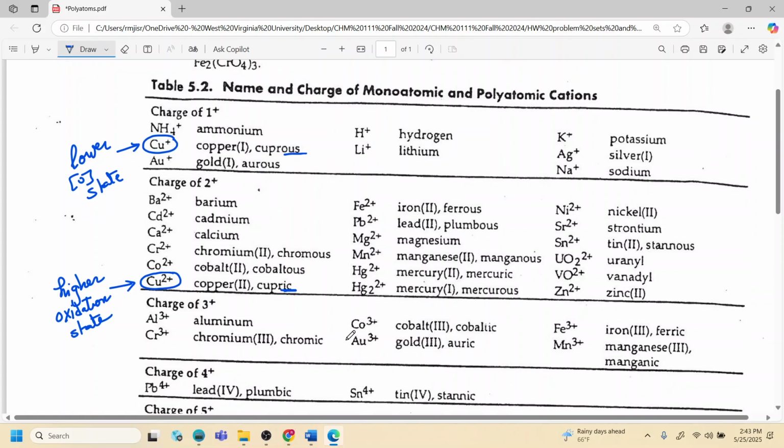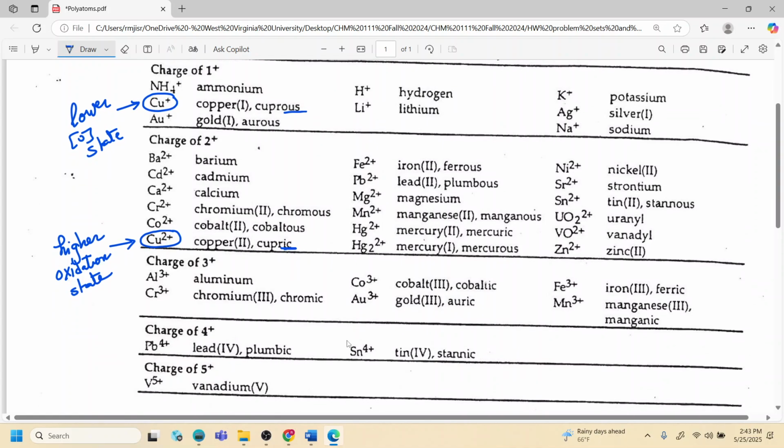Same thing if we have iron. So iron 3 plus versus iron 2 plus. Iron 2 plus is a lower oxidation state. So for the lower oxidation state, you end in -ous. So it's going to be ferrous. Iron, we call it ferr-. So this is ferrous versus ferric. This is how we use the -ic and -ous system.